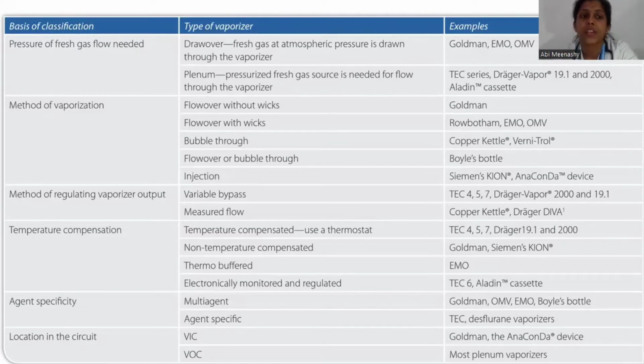And we can classify them according to the method of regulating vaporizer output. It can be variable bypass or measured flow. We've talked about variable bypass in the previous class, where we have a vaporizing chamber, we have a bypass chamber, and a splitting ratio is fixed. For example, variable bypass vaporizers are Tec 4, 5, and 7, and Drager Vapor 2000. For measured flow, we have Copper Kettle and Drager Diva.